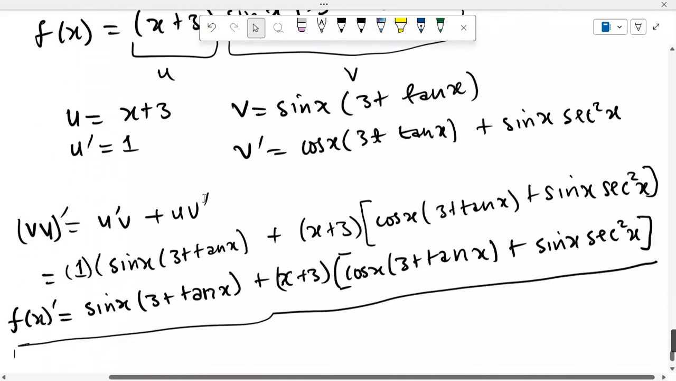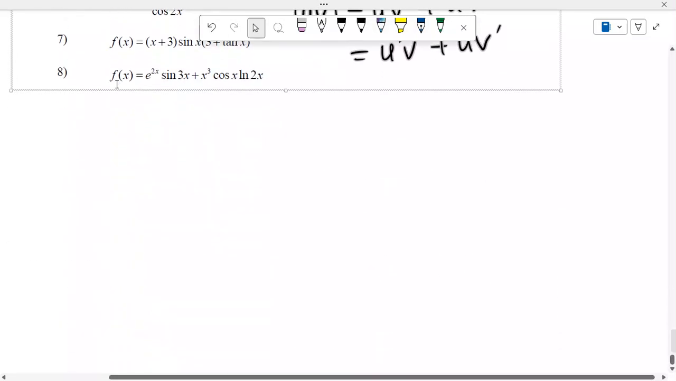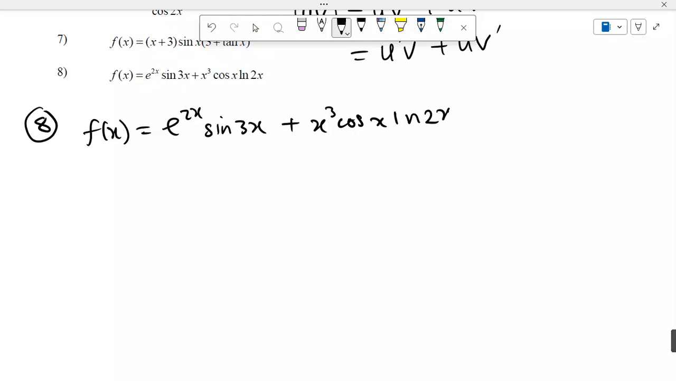Okay, so now let's go to part 8. Part 8, f of x equals exponential sin 3x plus x cubed cos x ln 2x.